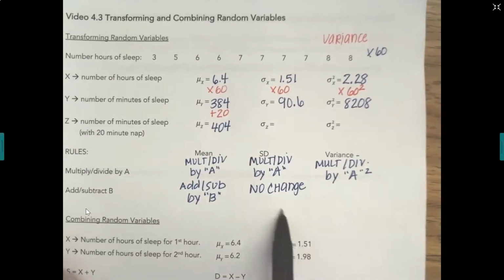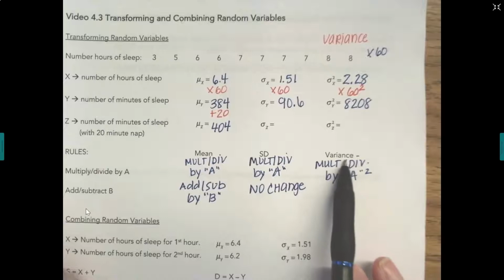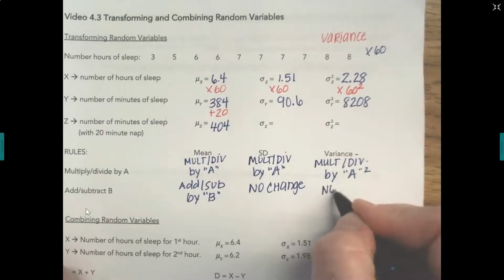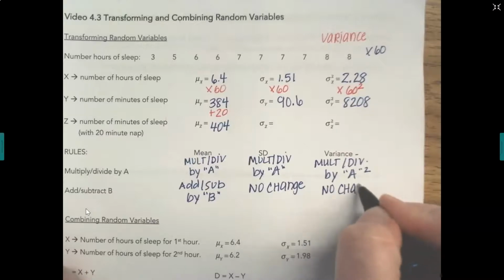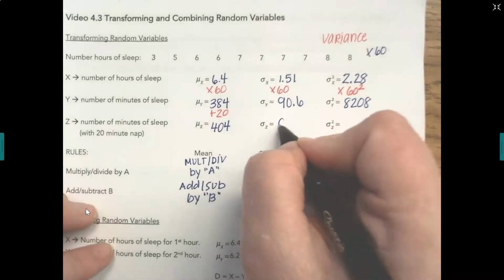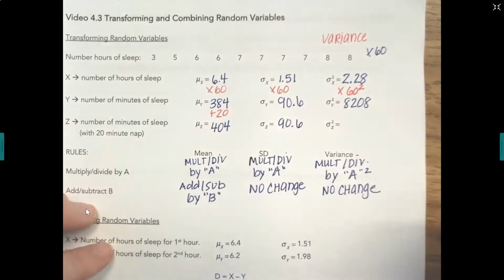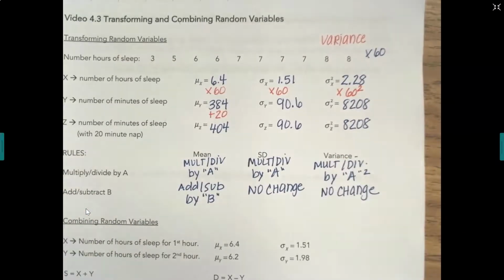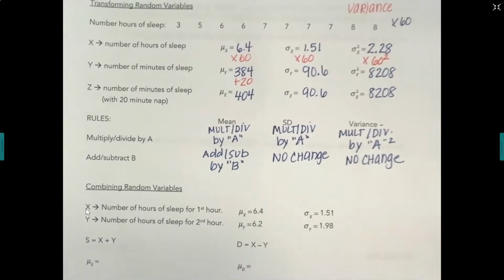By the same logic, there'll be no change in my variance because the variance is just the standard deviation squared, so there'll be no change here either. So that means my standard deviation is 90.6 and my variance is 8,208.